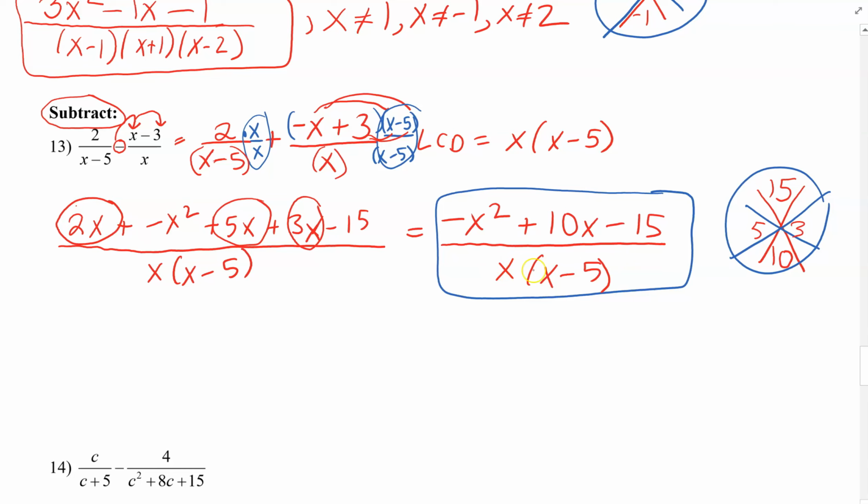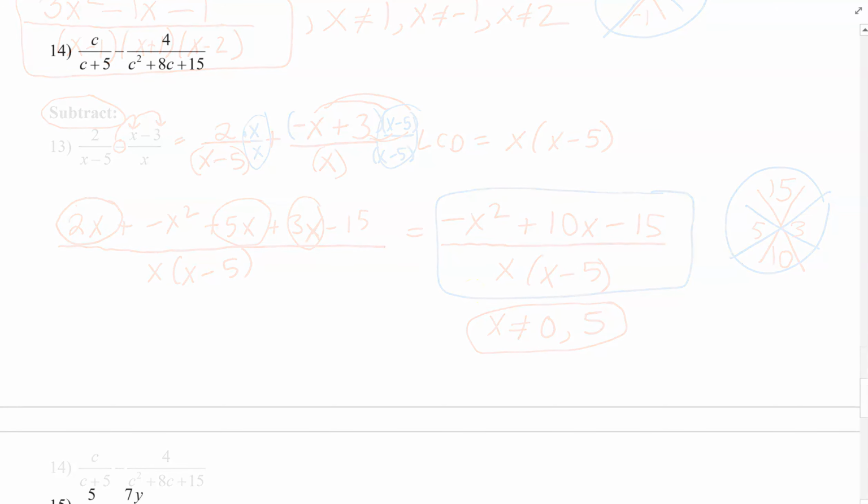And then based off these two factors, I can see that x cannot be 0. Otherwise, this would turn into 0, or 5. Because if x were 5, then x minus 5 would turn into 5 minus 5, which is 0. So I need to exclude these two values.